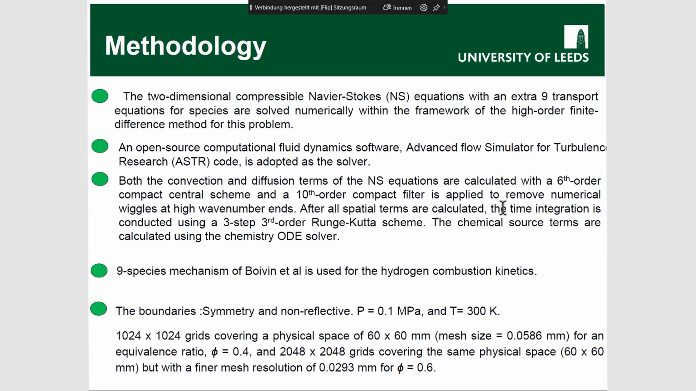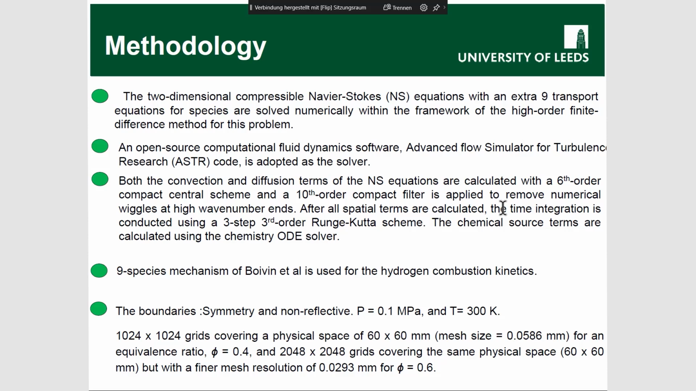The boundaries are symmetric and non-reflective. The condition is 1 bar and 300 Kelvin. This is just an initial try, so we may do more tests in the future. There are only two cases here.